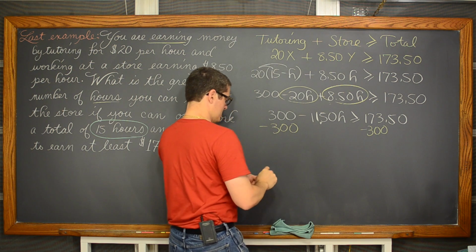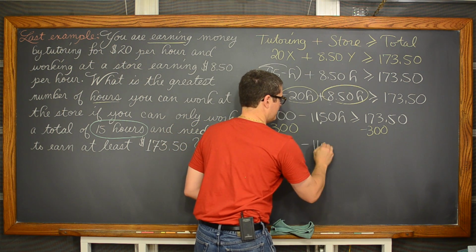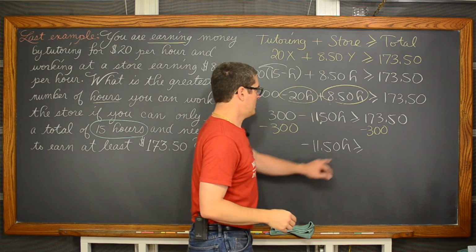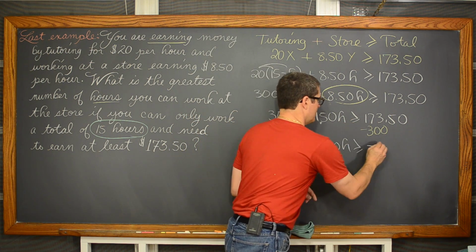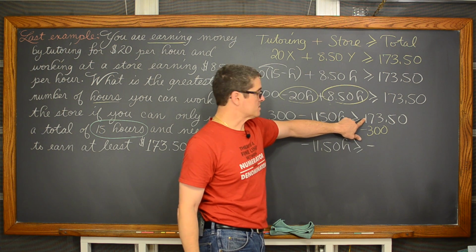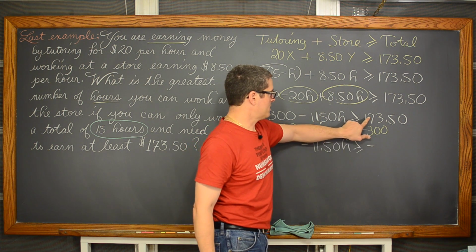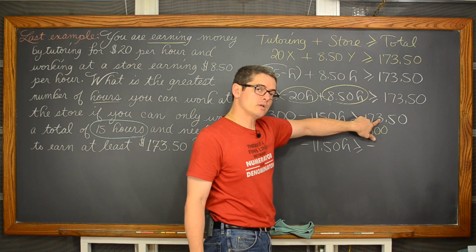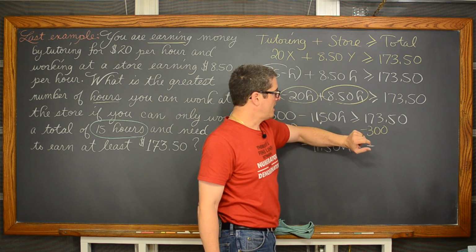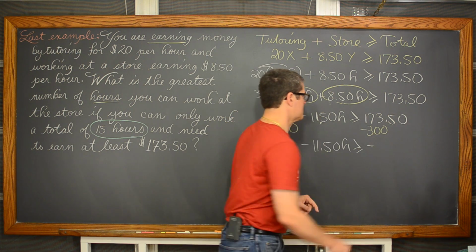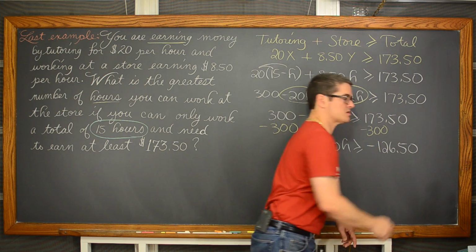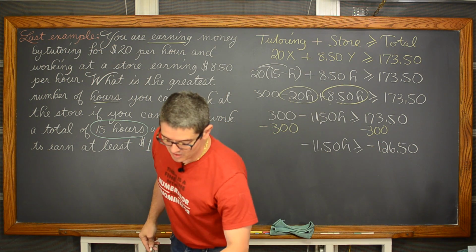Now we're going to subtract both sides by 300. We're going to get negative 11.50h is greater than or equal to... well, it's going to be negative. 300 minus 100 is 200. Now 200 minus 70 is 130. 130 minus 3 is 127. And now we're at 126.50. If you do your mental math with addition and subtraction, if you go left and right, you don't have to do any borrow and carryover stuff.